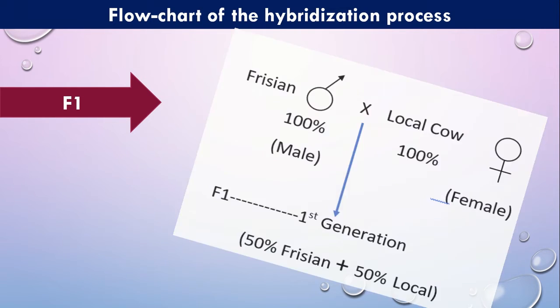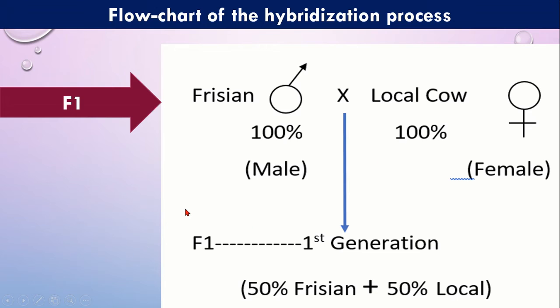I'll show you some pictures where you can see the calculation and the mathematical process of the flowchart of the hybridization. This is very important for your exam. Sometimes you can get these questions for 4 or 3 marks. So have a look first. Friesian or Holstein Friesian is an improved breed of cow. This is the sign of a male animal, and this is the sign of a female animal.